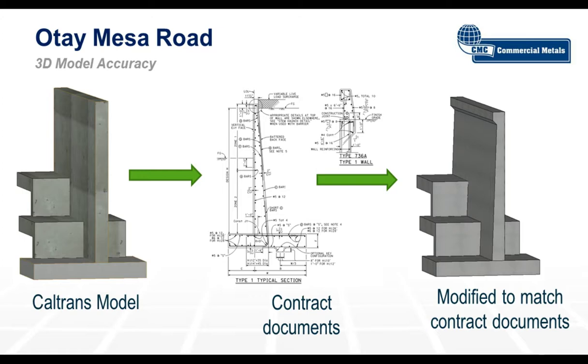At the beginning, if Caltrans and the general contractor had decided that the wall would be poured straight up, that collaboration back down to the fabricator would have been done, and we would have changed the rebar or the model to match what the general contractor wants.